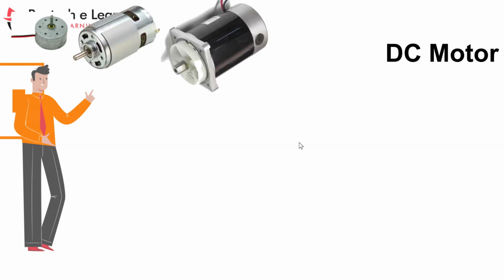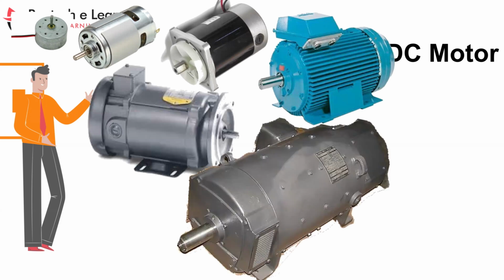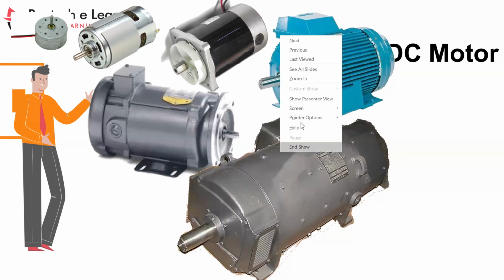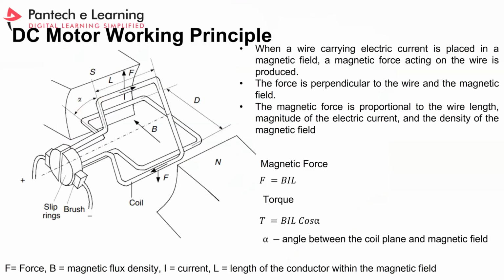These are the types of DC motors available in the market, from small range to higher range. This one is very low voltage, and this will be the higher voltage. From this you can easily understand that when you increase the terminal voltage, the size of the motor increases. These are all very basic information, like the DC motor working principle, so let us skip that.